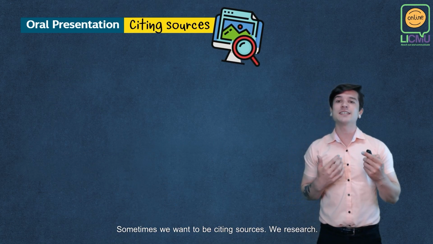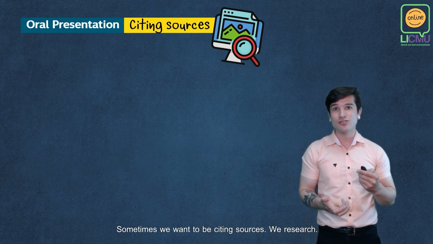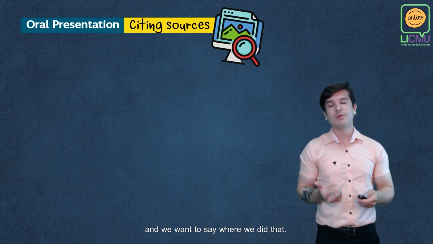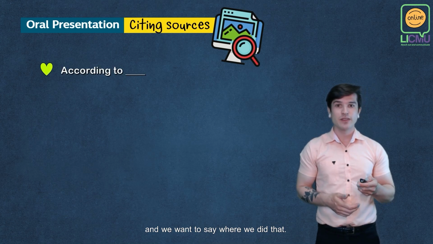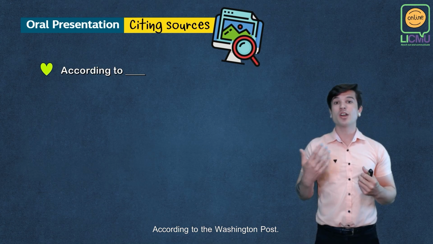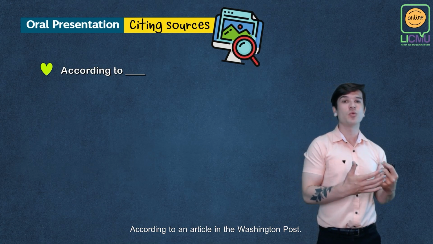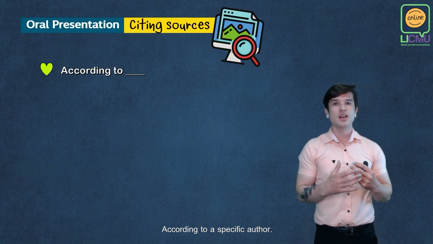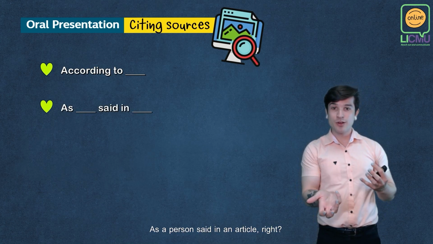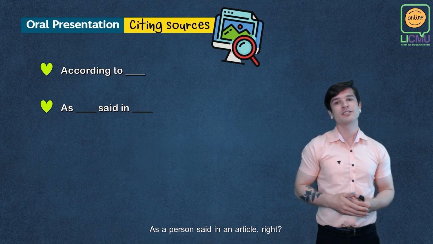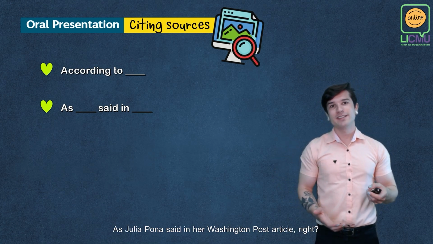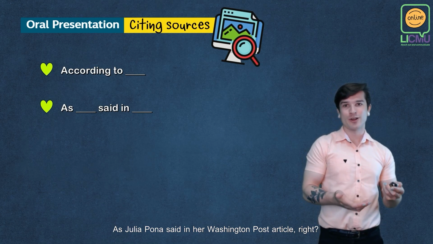Sometimes we want to be citing sources. We found this information in an article on the internet, and we want to say where we did that. We do this by saying according to. So according to the Washington Post, according to an article in the Washington Post, according to a specific author, as a person said in an article, right? As Julia Ponath said in her Washington Post article, right?